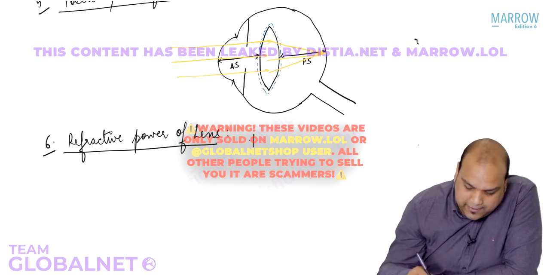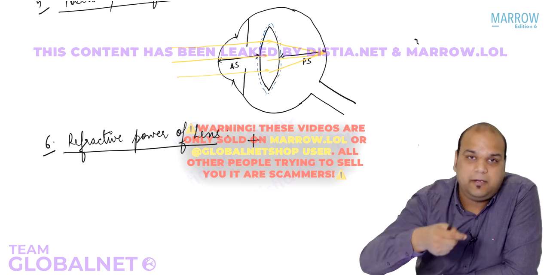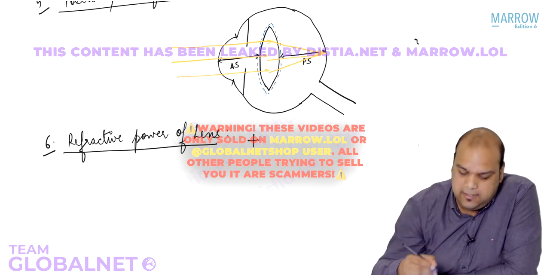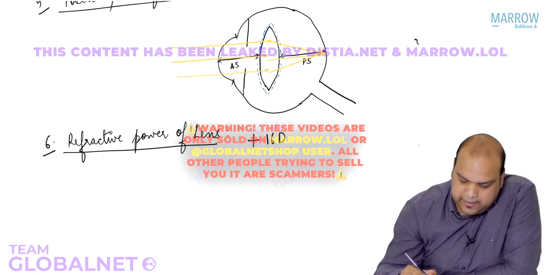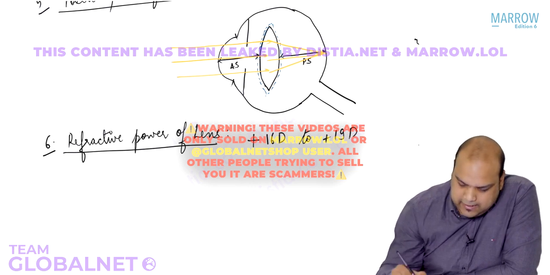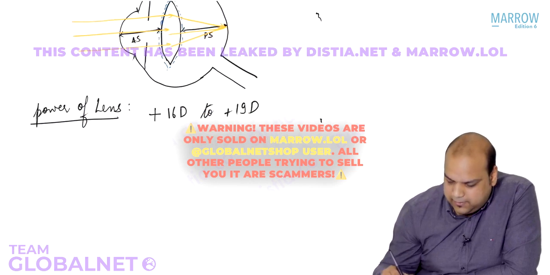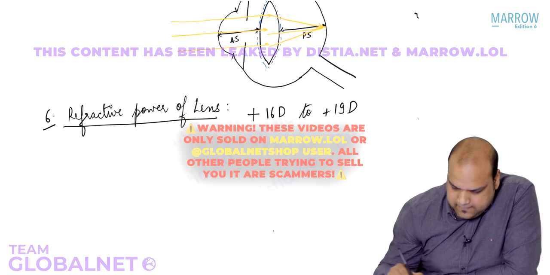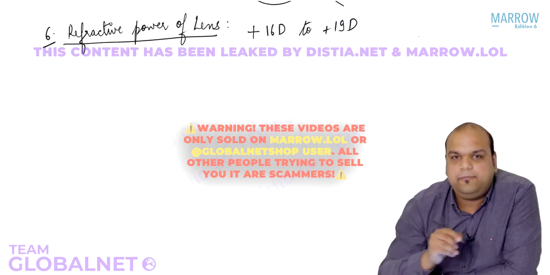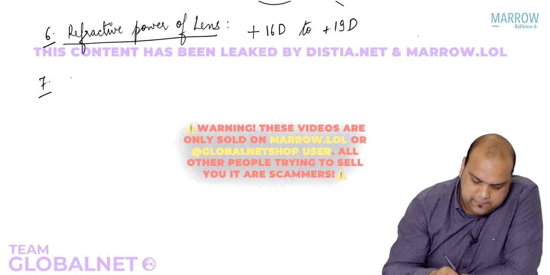Converging power is denoted by the sign plus, first of all, everybody. Converging power, convex power. Lens is a convex structure. So plus 16 diopter to plus 19 diopter. Refractive power of lens.